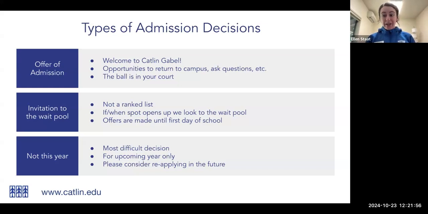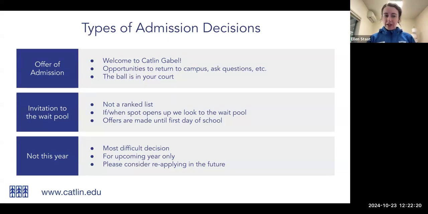We keep our wait pool open until the very first day of school. I have seen movement in our wait pool all the way from the week after decisions go out in March up until the week before school begins. So if you are able to stay in our wait pool, we'll do our best to be in regular communication with you, and if a spot opens up, to offer that.